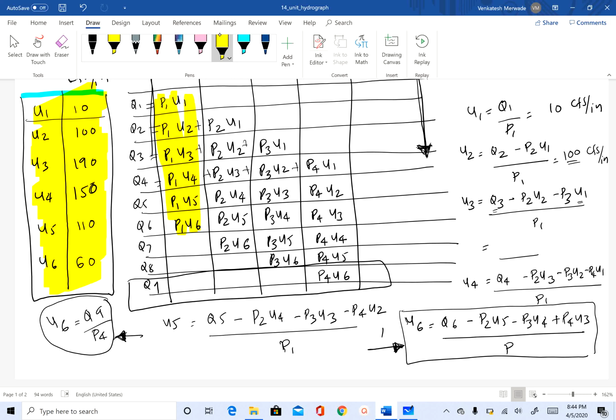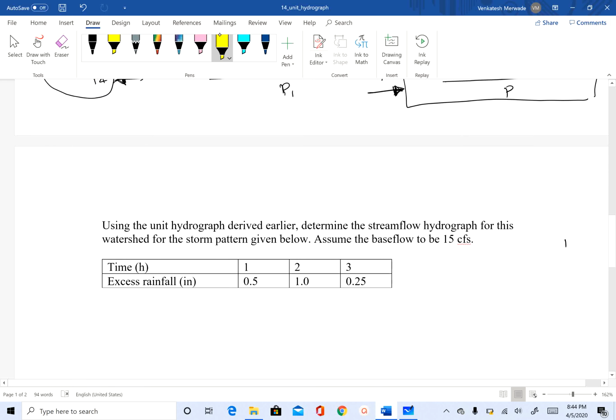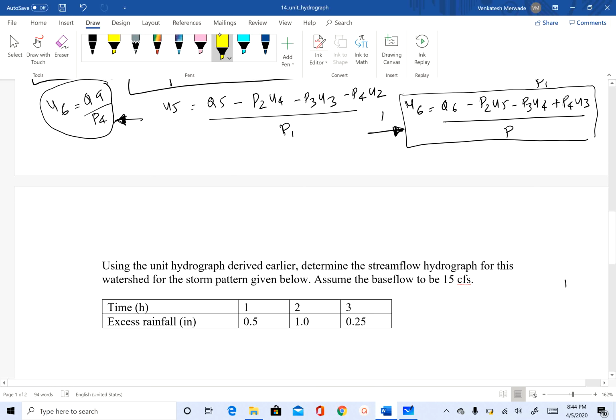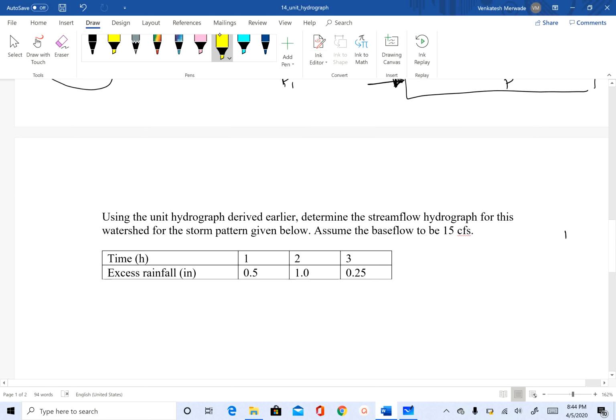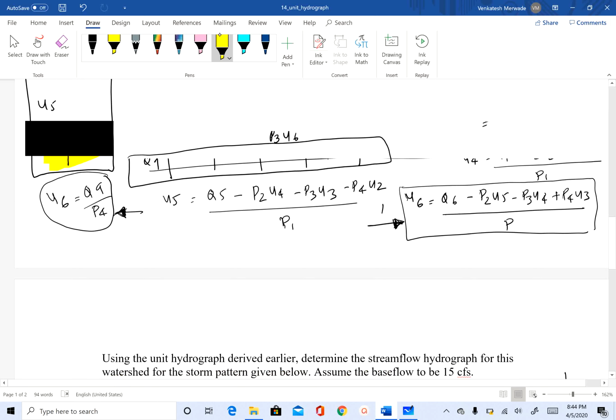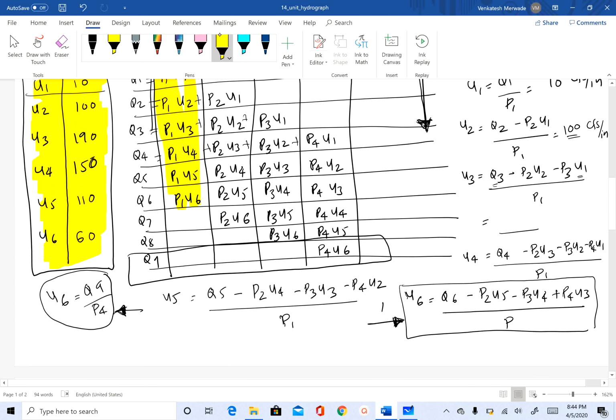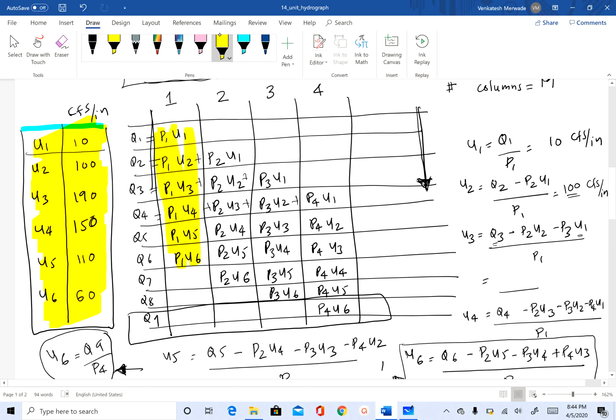In the second part, I am asking you to use the same unit hydrograph that we just derived to calculate a stream flow hydrograph for this rainfall event. I will do that in the next video, and for now I will stop here with part 1. I hope you were able to follow what I did.